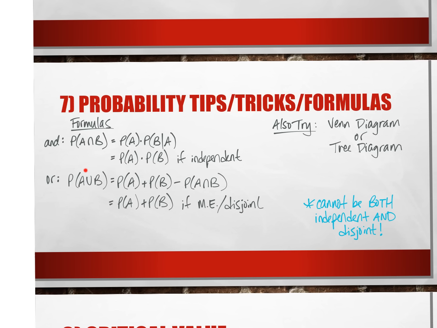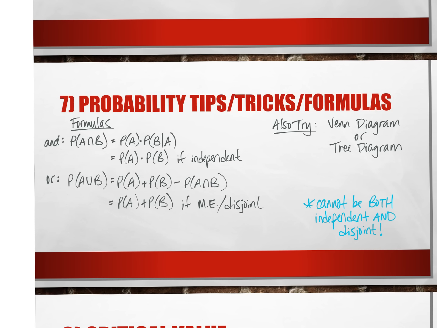The OR formula: you can either add them together if they are mutually exclusive or disjoint. Remember, those mean the same thing, two vocab words, mutually exclusive, disjoint. That means your two Venn diagrams do not intersect. In that case, you can just add the two events together. But if they do intersect, the people in the middle of the Venn diagram got double counted. That's why you have to subtract those people away.